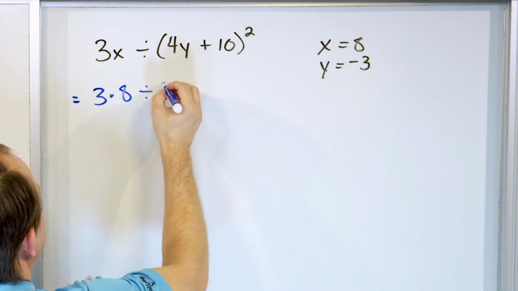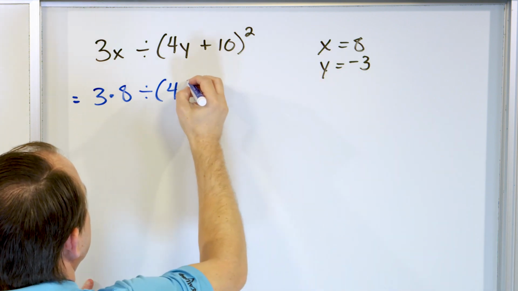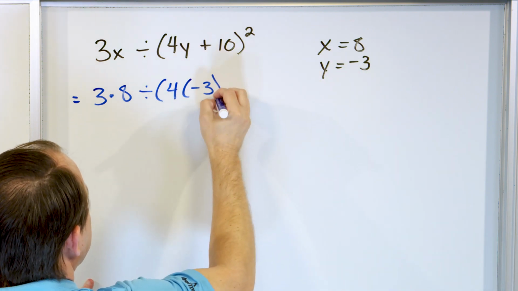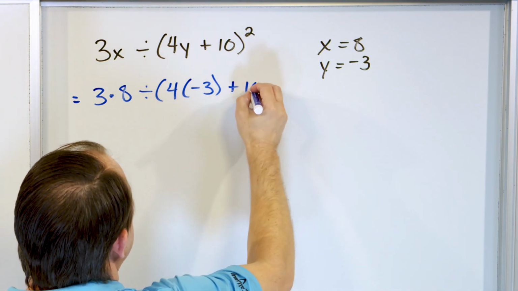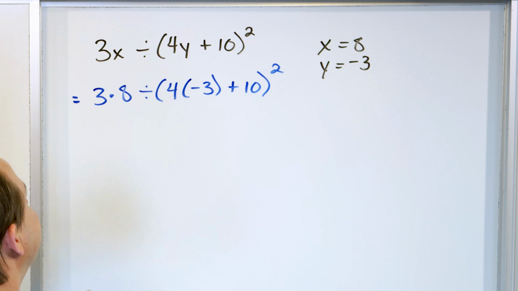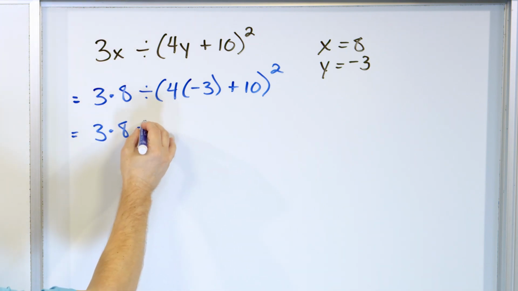And I'm going to divide by, what do we have in here? 4 times y. Y is a negative number, so I'm going to wrap it in parentheses just so I don't get confused what I'm doing. I'm multiplying times negative 3, and then I have that plus 10 quantity squared. Now, we always do what's inside of the parentheses first, so don't do anything on the outside.